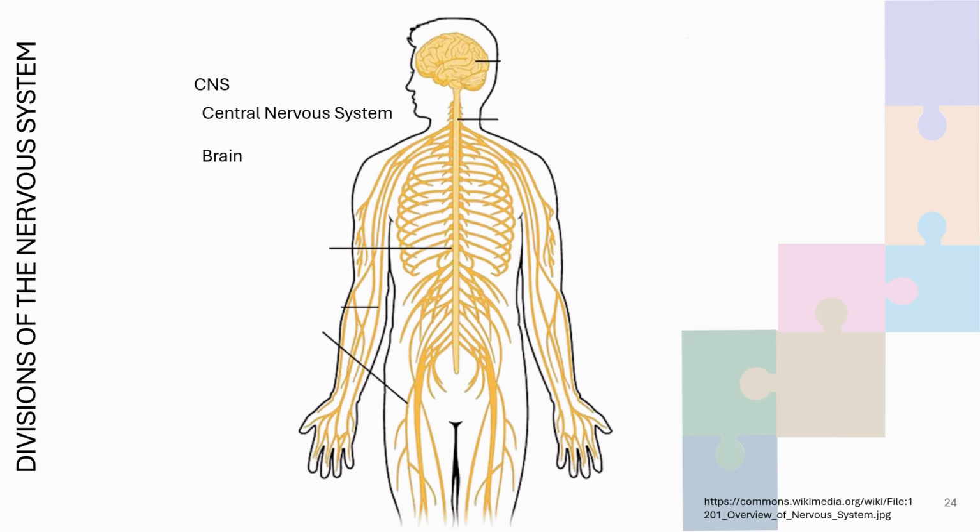There's really just two parts to the central nervous system, and that is the brain and the spinal cord. So when you think CNS or central nervous system, think brain and spinal cord.